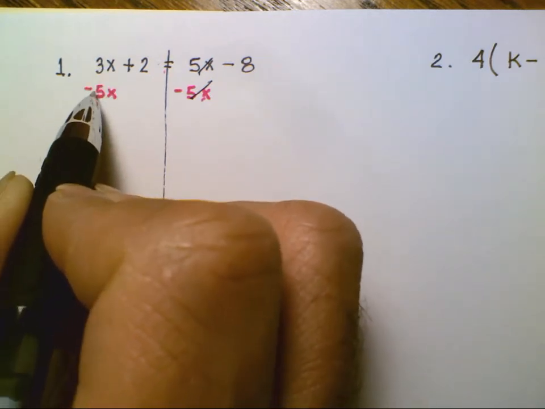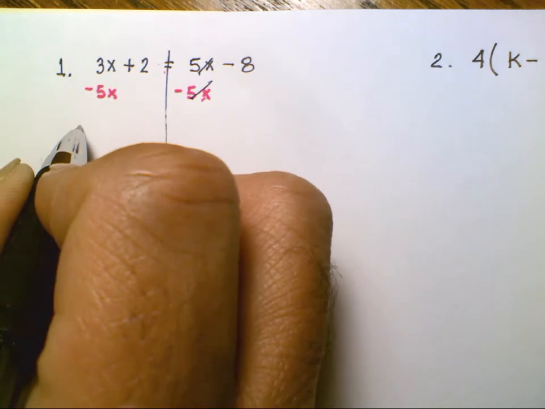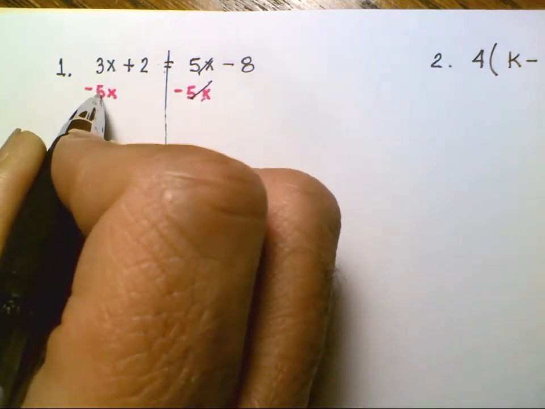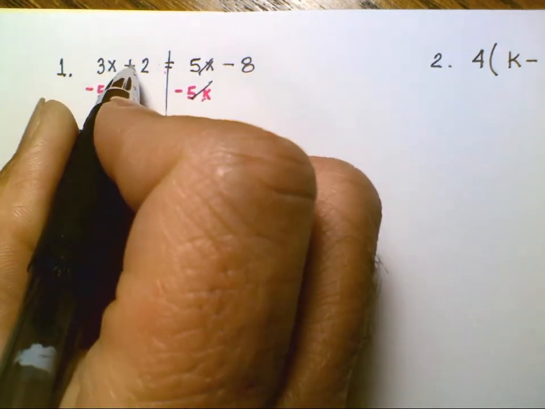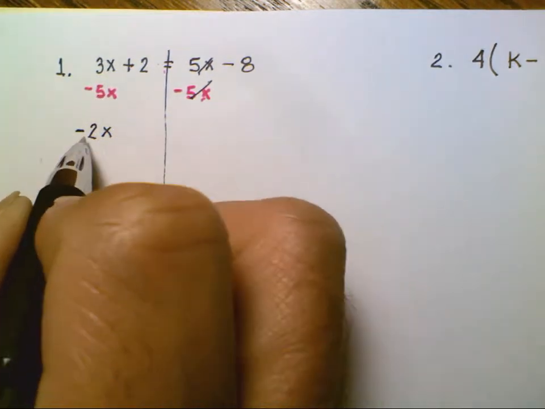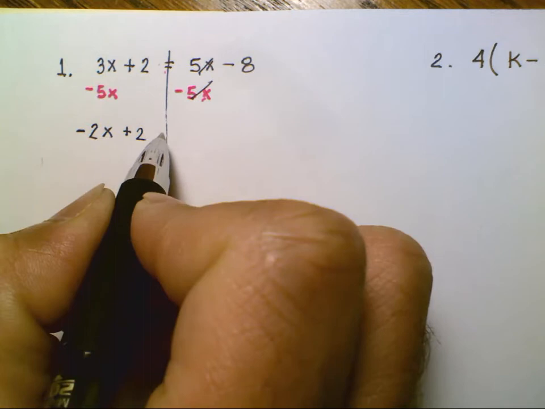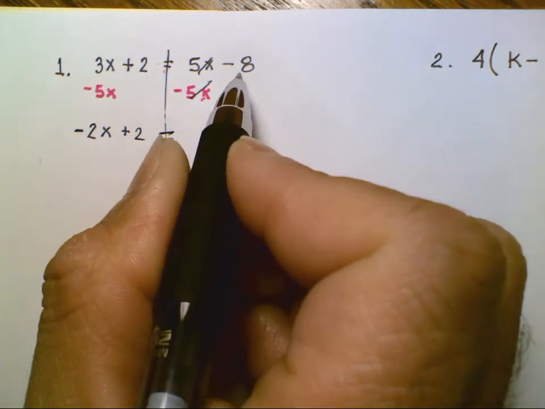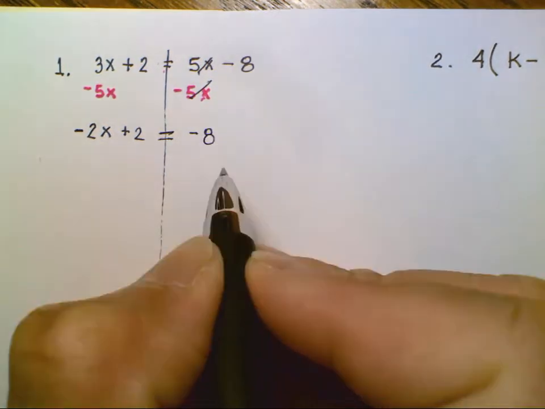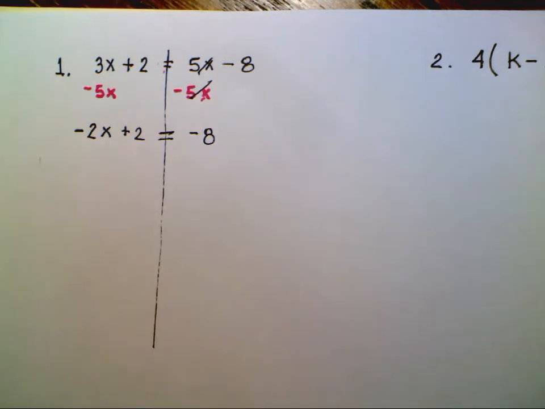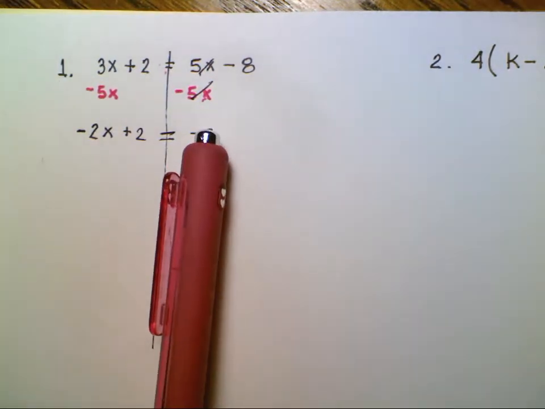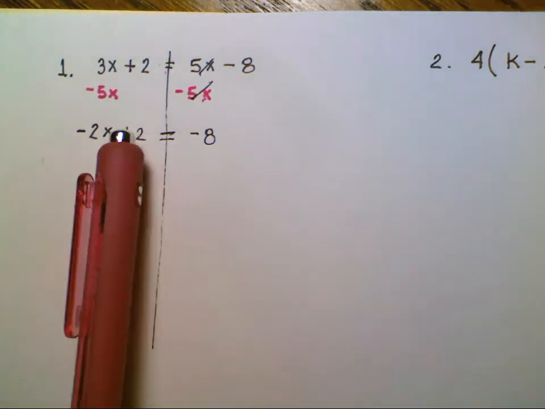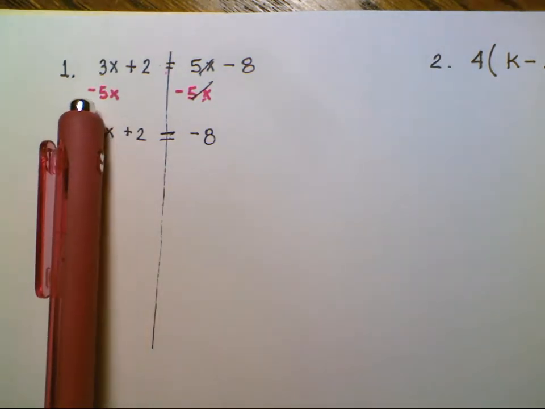Negative 5 is bigger than 3, so I'm going to have a negative solution. 3 minus 5 is equal to negative 2x. We drop 2, so negative 2x plus 2 is equal to negative 8. Now, what I do is cover your variable, because you don't have x on the right side.